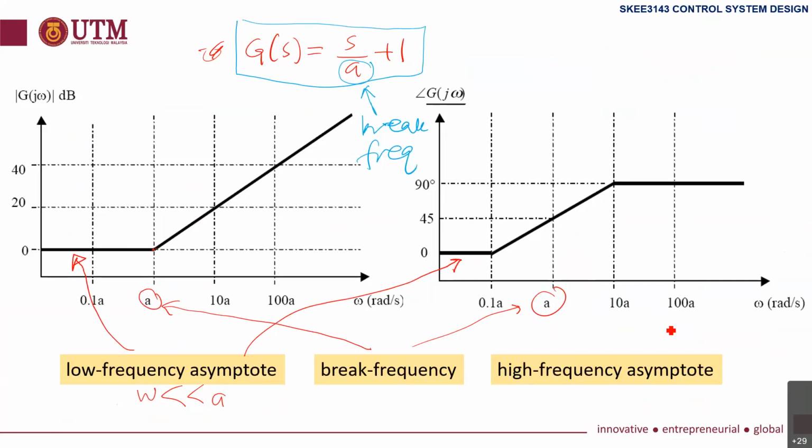We also have the high frequency asymptote in which omega is very big. That is here and here, the case after A. In controller design later, you will be using mainly the low frequency asymptote. High frequency will also be mentioned. So when the term is mentioned, you should know whether it is below A or after A.